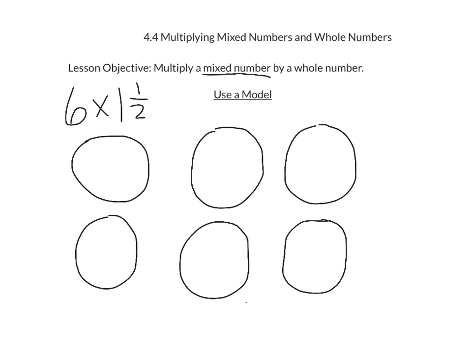Now to represent one whole, we can just draw ourselves a square. And then to represent our half, we can draw our whole, split it into 2 pieces, and shade in one of those 2 pieces. Now I also want to make sure that we shade in our whole as well. So go ahead and do that in each of your 6 circles.